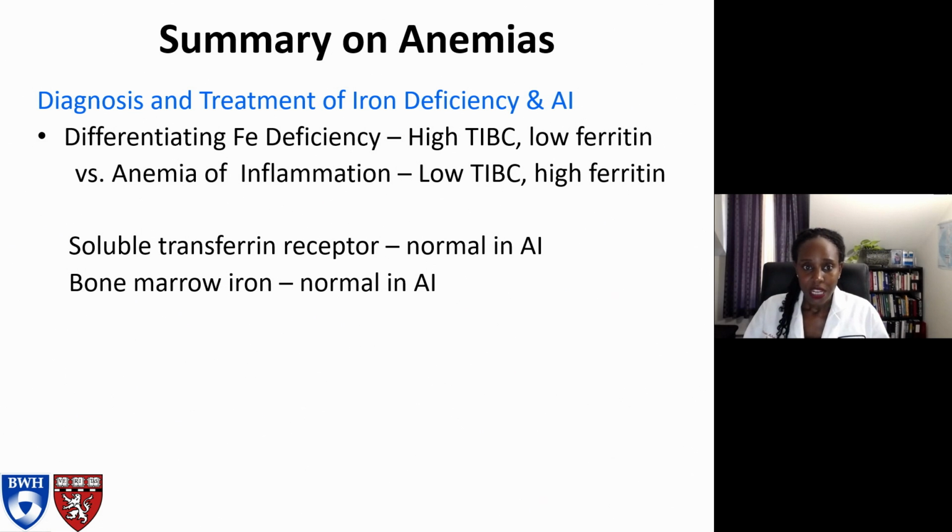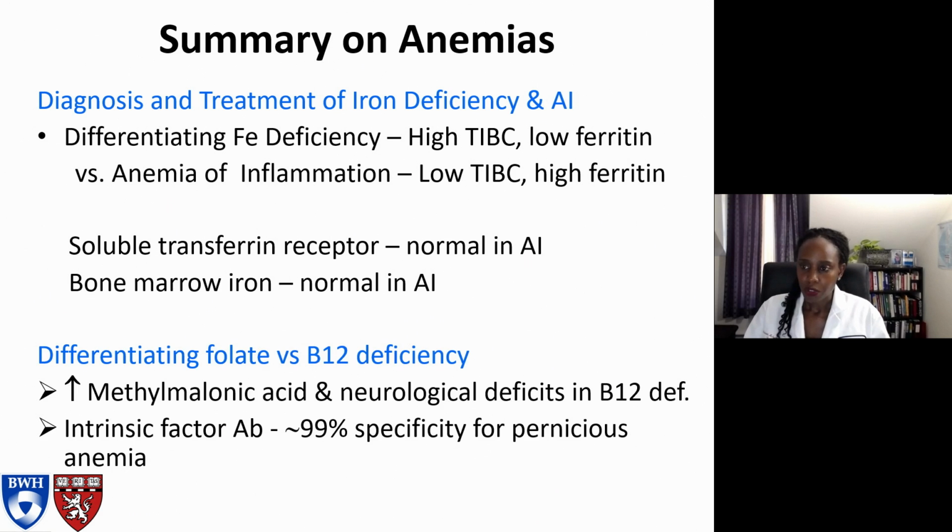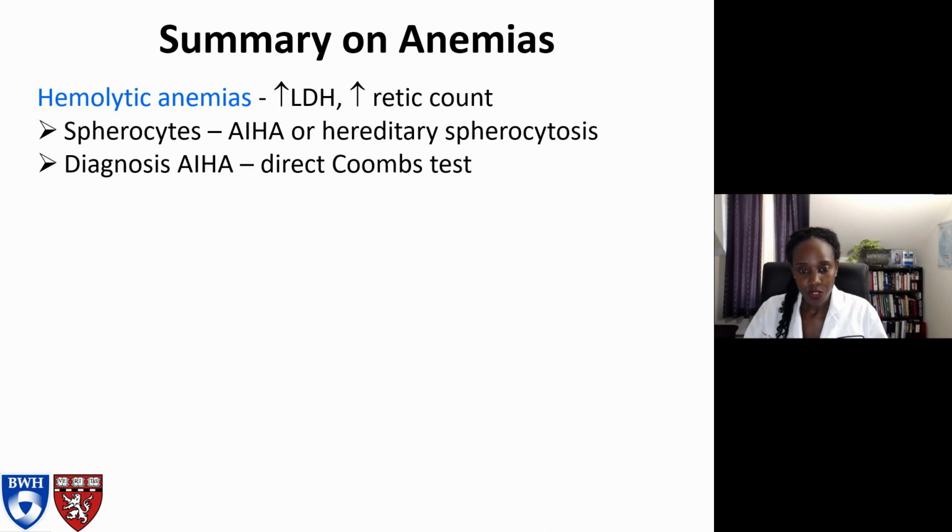We talked about differentiating iron deficiency from anemia of inflammation, based mostly on the TIBC and the ferritin. Soluble transferrin receptor is normal in anemia of inflammation, and the bone marrow iron is also normal in anemia of inflammation. We talked about differentiating folate from B12 deficiency, where methylmalonic acid is increased only in B12 deficiency and not folate deficiency. And vitamin B12 deficiency also is associated with neurological deficits. Intrinsic factor antibody is specific for pernicious anemia, an autoimmune disorder that's associated with vitamin B12 deficiency.